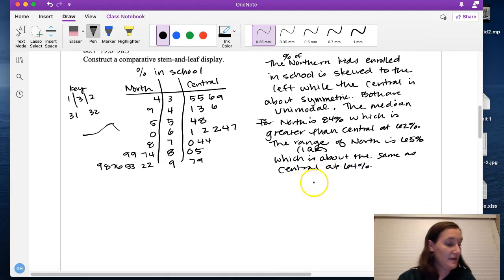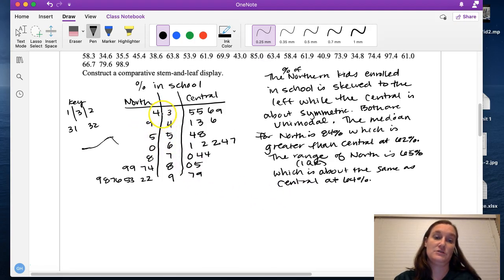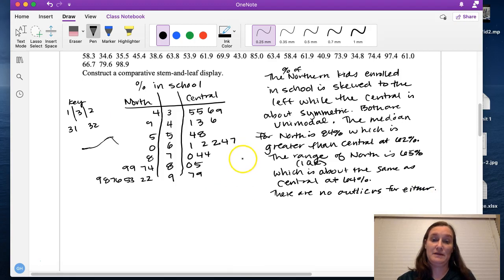Okay, and then you should talk about outliers. I don't know unless I do the calculations, and I didn't do the calculations, but it doesn't really appear that there's outliers to this, although there certainly could be. So we're going to say there are no outliers for either. Sorry about my handwriting. Okay, so that's how we're going to discuss and compare.